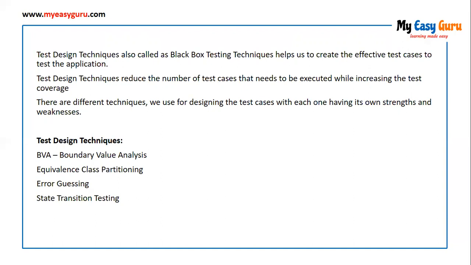There are different techniques we use for designing the test cases, with each one having its own strengths and weaknesses. The different types of test design techniques are boundary value analysis, BVA, equivalence class partitioning, ECP, error guessing, and state transition testing.